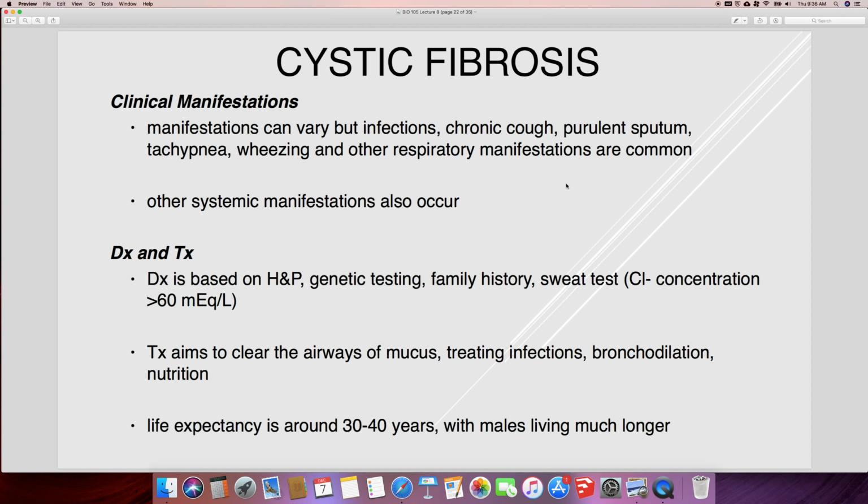So diagnosis, obviously any genetic testing, family history, history and physical exam, but also the sweat test. The sweat test will actually indicate excessive amounts of chloride in the sweat. And of course treatment: trying to loosen that mucus, keep the airways clear of the mucus, treating any infections. Nutrition is very important, bronchodilation. Life expectancy is getting better, but it's still relatively low, somewhere between 30 to 40 years, and males actually live much longer than females affected with cystic fibrosis.